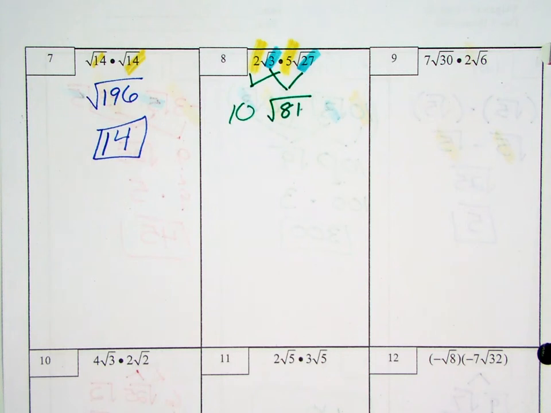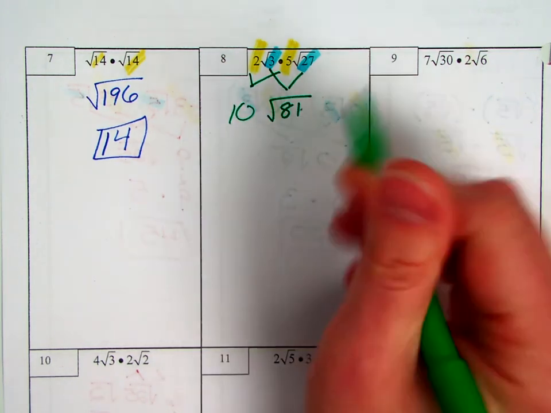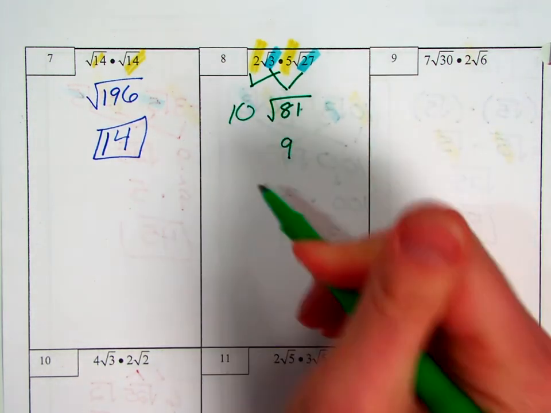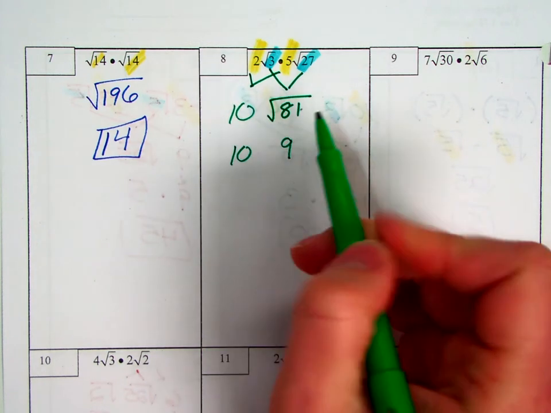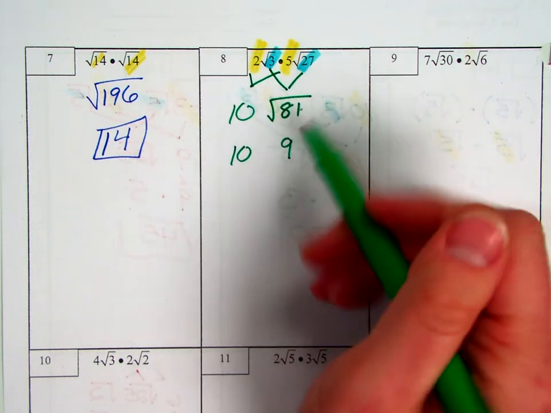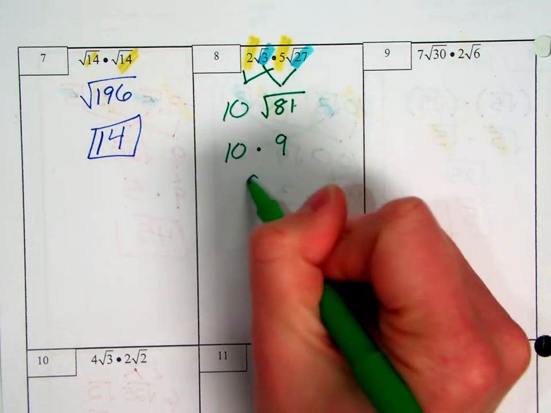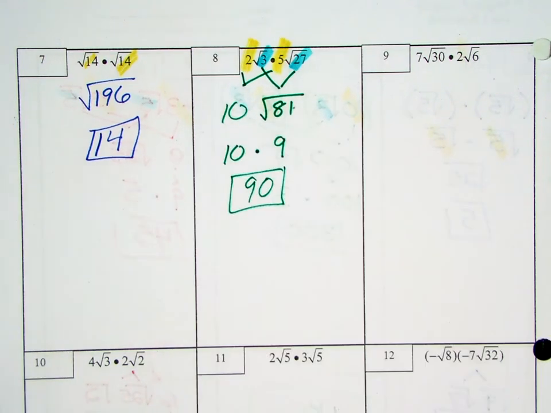And this time, that number is actually a perfect square again, so I can go ahead and take the square root of 81, which is 9. Since the square root of 81 is 9, the square root is no longer there, and then we just multiply these together to get 90 as your final answer.